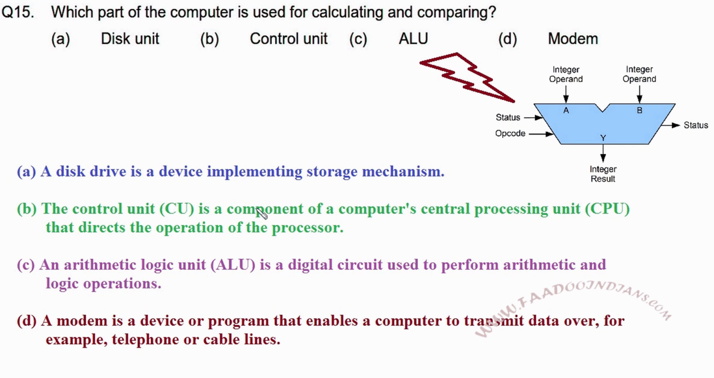So the disk unit. A disk drive is a device implementing a storage mechanism. Control unit is a component of the computer's central processing unit that directs the operation of the processor. ALU is a digital circuit used to perform arithmetic and logic operations. Then a modem is a device or a program that enables a computer to transmit data over, for example, telephone or cable lines. So the answer is ALU.